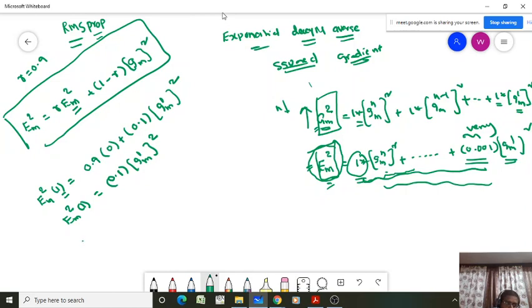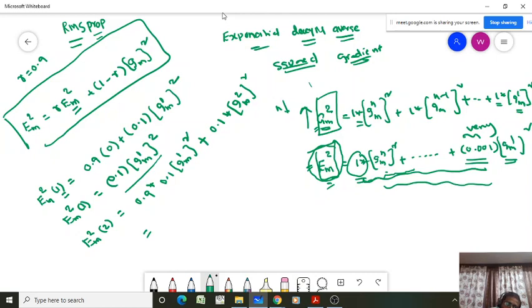Now let's assume we are in the second iteration. Then the exponential decaying average is gamma, 0.9, into the previous exponential decaying average, which is 0.1 into (g_1)^2, plus (1 minus gamma), that is 0.1, into the gradient in the current iteration squared. So it is 0.9 into 0.1, that is 0.09, into (g_1)^2 plus 0.1 into (g_2)^2.